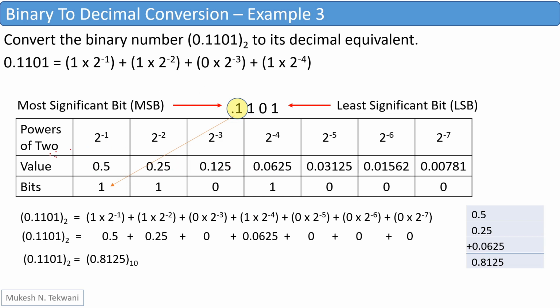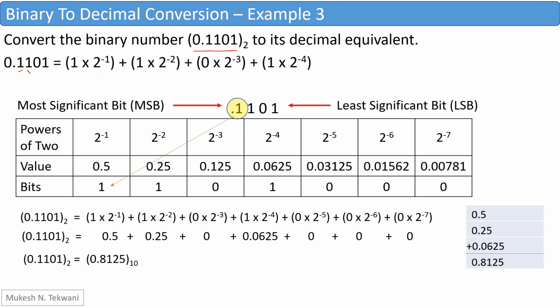Let us take this example of converting the binary number 0.1101 to its decimal equivalent. Now, just as in the previous case where we were dealing with a decimal number, we can write 0.1101 as 1 into 2 raised to minus 1. Why do we take 2 raised to minus 1? Because since we are dealing with the binary number system, this will become 1 multiplied by the base of this number system, which is 2. So 2 into 2 raised to minus 1, because this is the first decimal place.